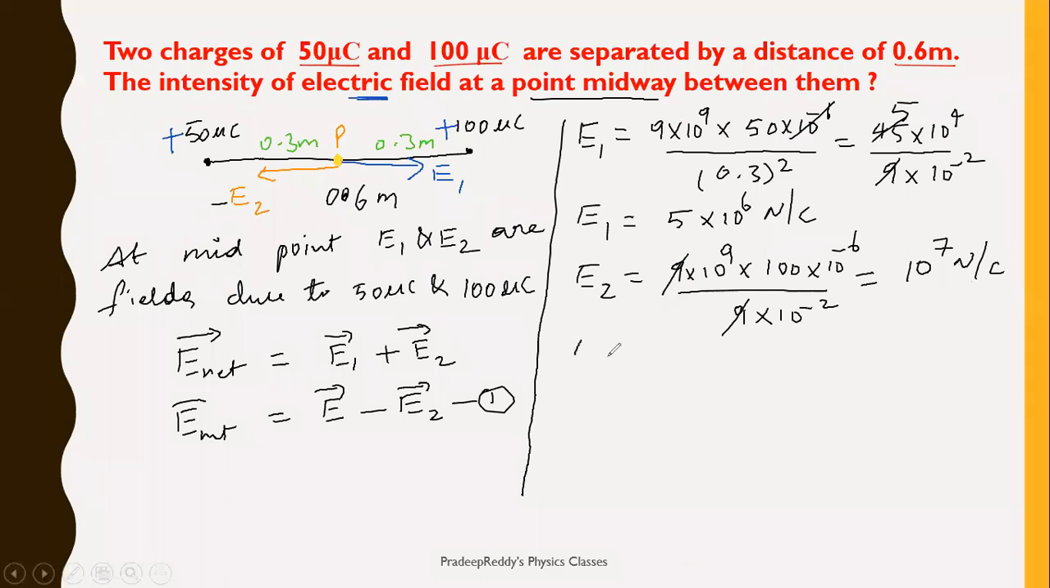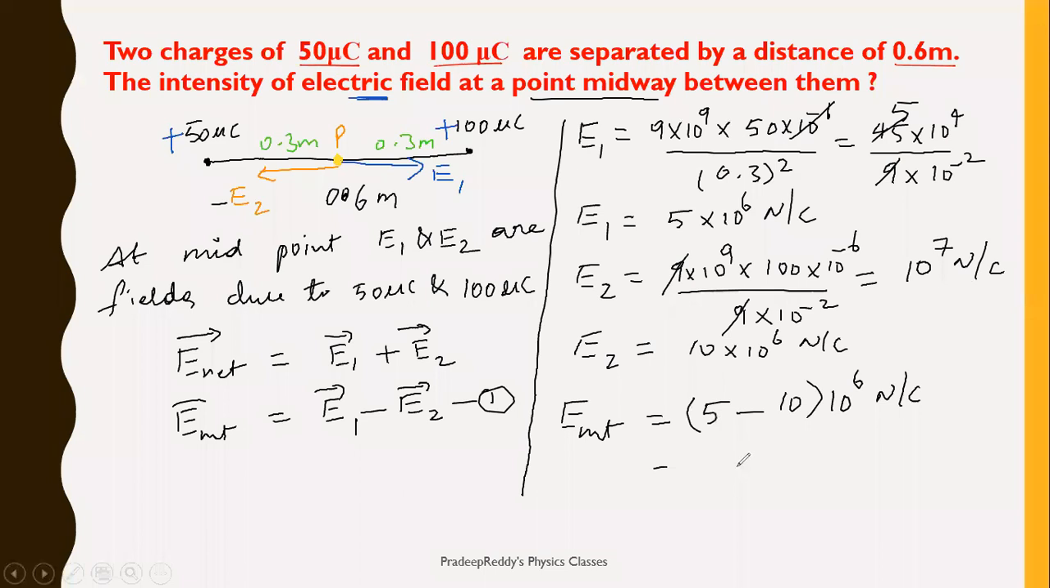Therefore, E2 I will be writing as 10 into 10 power 6 Newton per coulomb. Therefore, E net will be equal to, what is E1? E1 is 5 minus, what is E2? 10. 10 power 6 is common, Newton per coulomb. This is equal to minus 5 into 10 power 6 Newton per coulomb. This is the final answer for net field acting at that point.